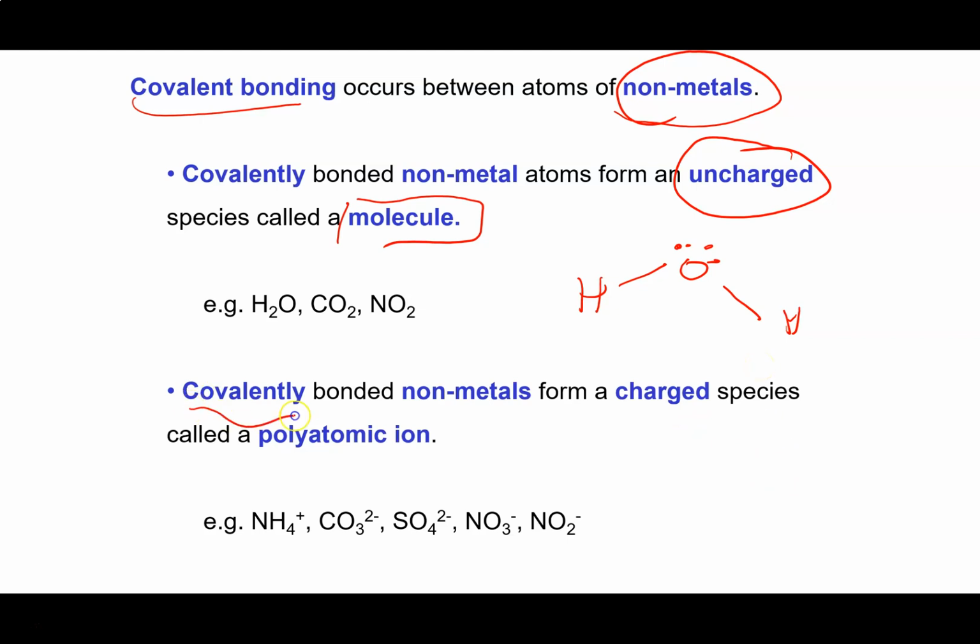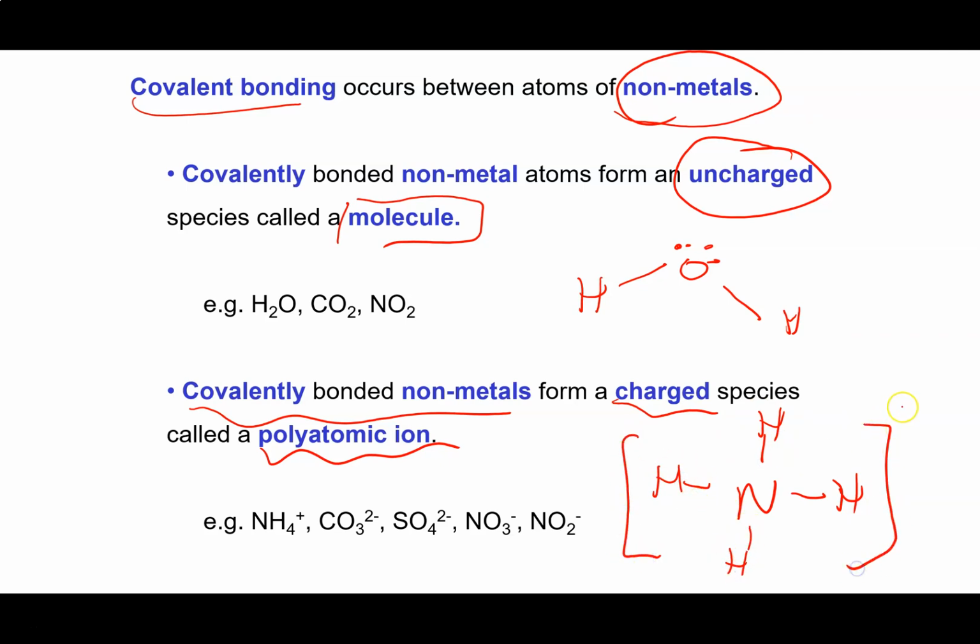All right. Now, it gets a little bit more complicated than that, and we're going to delve into that now. You can also covalently bond nonmetals together to form a charged species, and that's referred to as a polyatomic ion. So the atoms within a polyatomic ion are covalently bonded to one another, but the whole assembly of atoms has an overall electrical charge, and so it is referred to as being an ion.